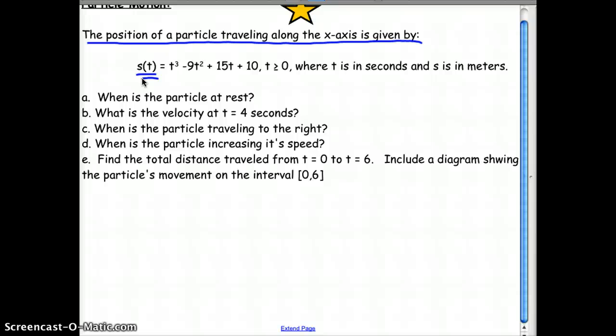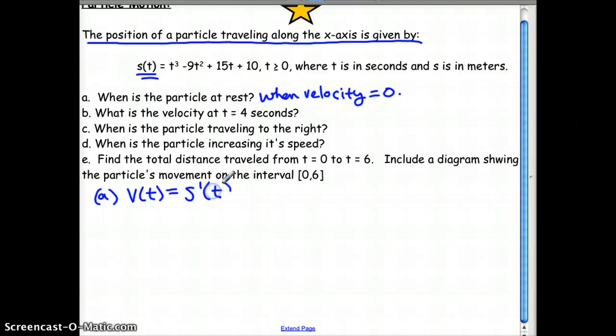It says, when is the particle at rest? Well, the particle's at rest when it's not moving, or when the velocity is equal to 0. So whenever they ask you when it's at rest, you need to set the velocity equal to 0. Well, I need my velocity function. Remember, velocity is the first derivative of position. So let's go take that. We use our power rule, 3t squared. Then I'm going to have a minus 18t and a plus 15. And the derivative of my constant is 0.